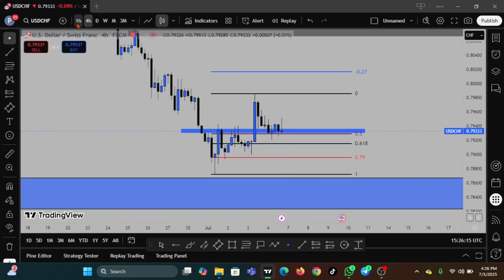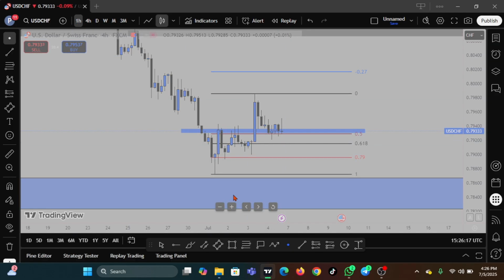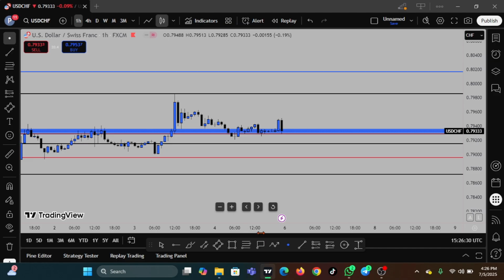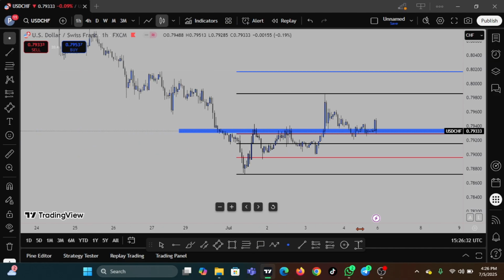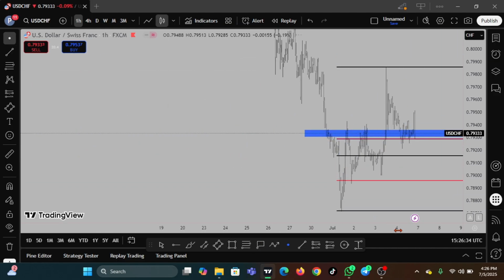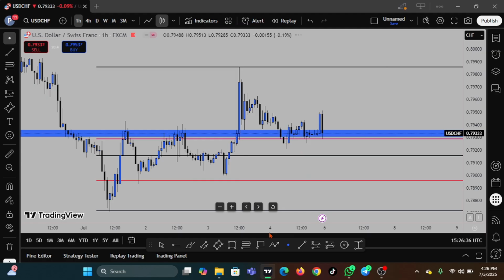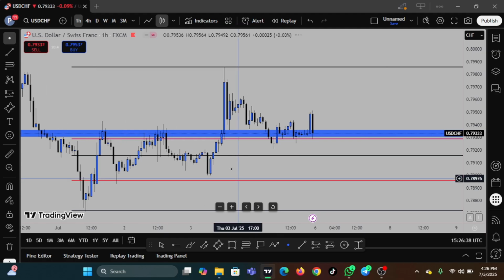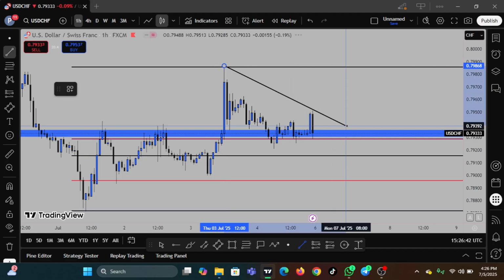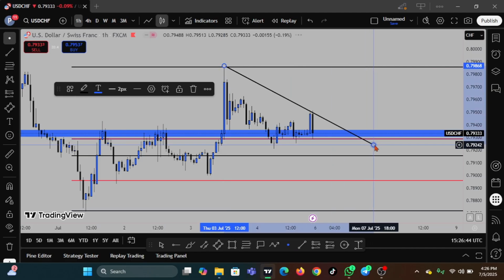So let's go to the 1-hour time frame. The 1-hour time frame will have given us reasons to draw our counter trend line. Sorry, the network is holding up a bit. Okay. So on the 1-hour chart, we can have our counter trend like this.